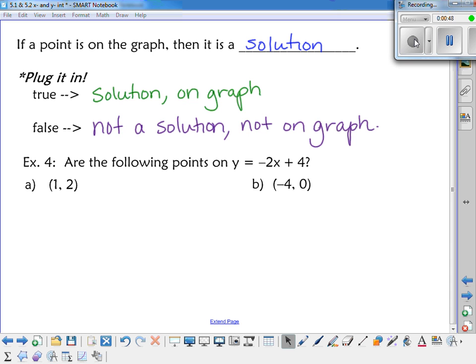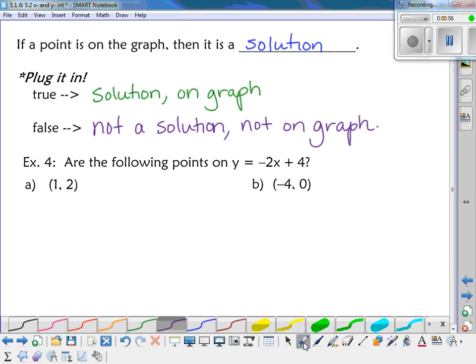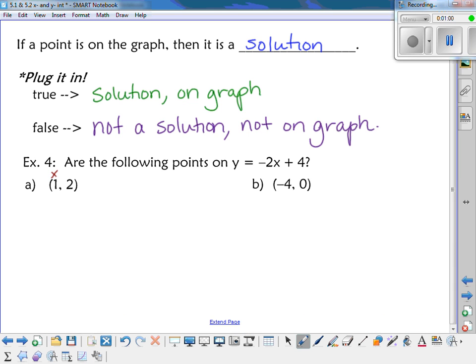Okay, so for example, are the following points on y equals negative 2x plus 4? So first we're going to look at the point 1, 2, and you want to remember that we write the points in alphabetical order. 1 is the x, 2 is the y. So I'm going to plug it into y equals negative 2x plus 4. So where the y is, I put a 2, and where the x is, I put a 1. And then I just simplify it and see whether I end up with a true statement.